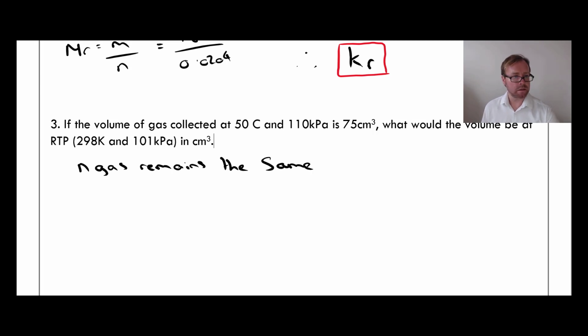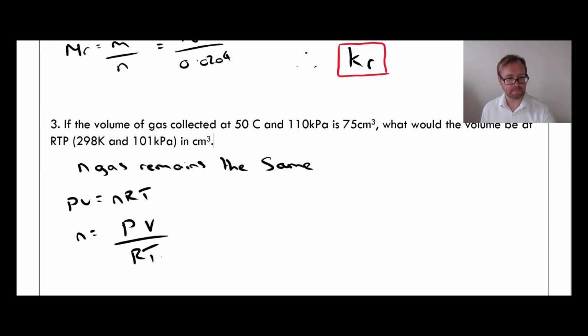Let's actually start with my ideal gas equation. PV equals nRT. If I rearrange this, I can say that n is equal to PV over RT. So at the first temperature, pressure and volume, I can say that n is equal to P1 V1 over RT1. I can also say that at my second pressure, volume and temperature, n is also equal to P2 V2 over RT2. So this n doesn't change.